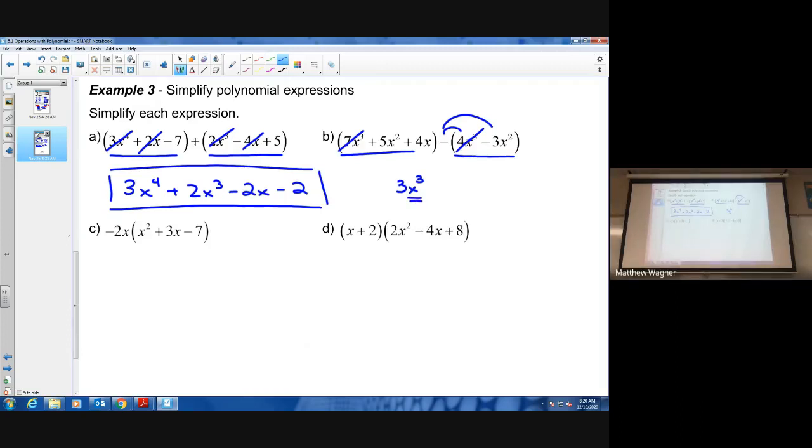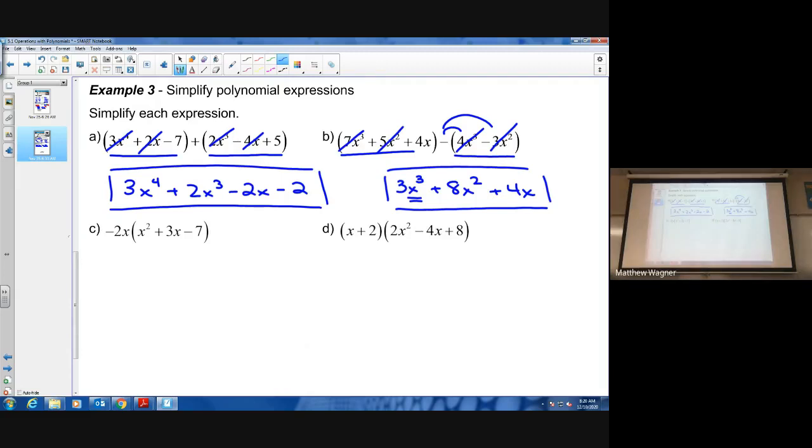Notice I did nothing to the exponent. In this case, it's like you're saying you have 7 apples and we're subtracting 4 apples. The apples do not change. What changes is that coefficient. So 7 minus 4 is 3. When we're multiplying, then we can do things with the exponents, but not with addition and subtraction. From here, 5x squared minus a negative 3x squared is going to be plus. So we have plus 8x squared, and then we have a positive 4x to finish things off.